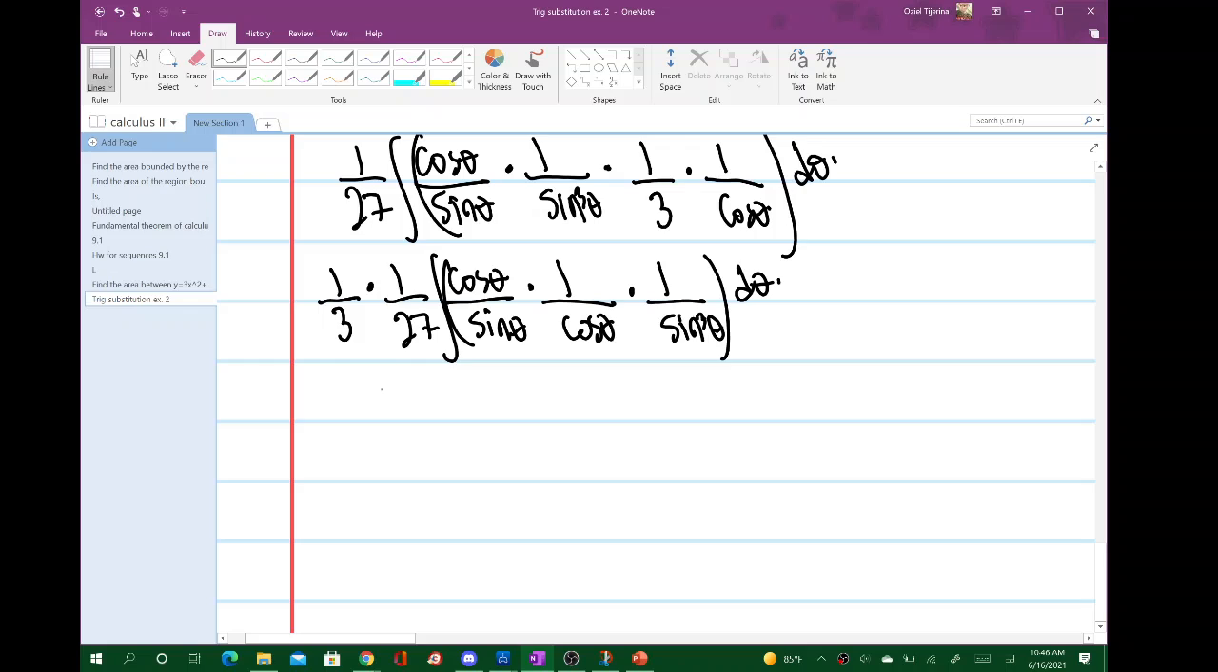So this simplifies to 1 over 81, and then times the integral, and then the cosine theta cancels out, and we have times 1 over sine to the 4th of theta, d theta.